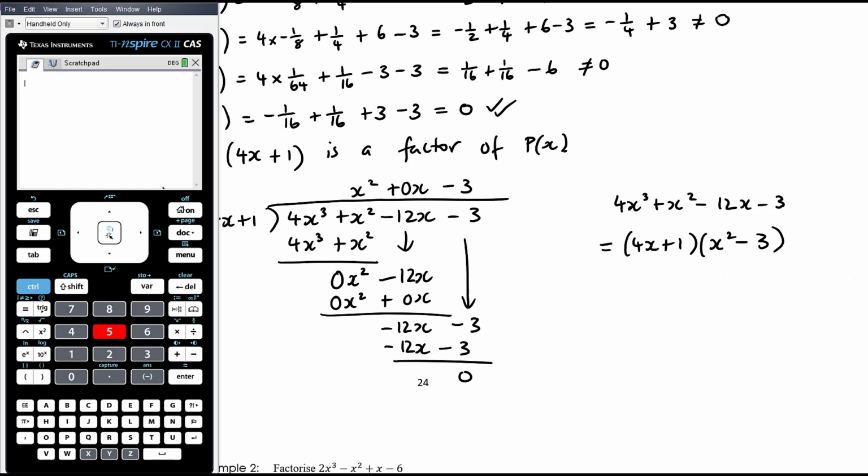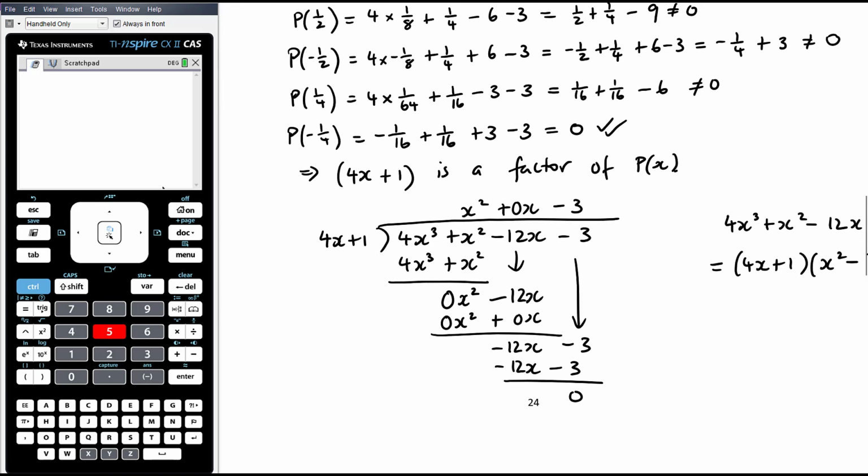And that's why we couldn't find a factor using the factor theorem, because the three linear factors either involve surds, x minus root 3, x plus root 3, or a fraction, which is why we needed the rational, i.e. fraction, root theorem.